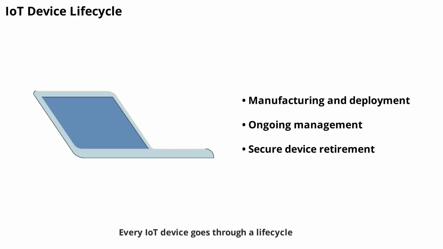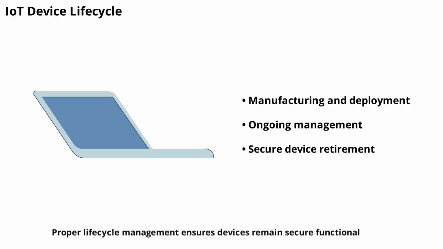Every IoT device goes through a life cycle, from manufacturing and deployment to operation and eventual retirement. During its life, the device must be managed, updated, and monitored for security and performance. Proper lifecycle management ensures devices remain secure, functional, and up-to-date, minimizing risks and maximizing value.